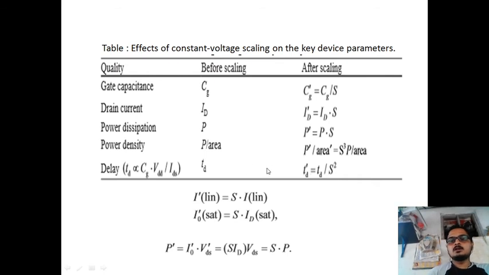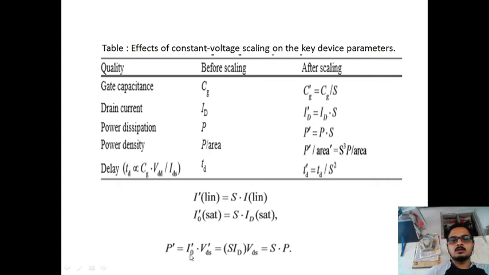Why will delay be scaled? Because here we decrease the device size, we scale the device size, that's why delay will be scaled, that is scaled by a factor S square. See here the term I, the drain current I in the linear region, is not scaled; this is multiplied by the scaling factor S. Then for saturation also it is multiplied by the factor S.